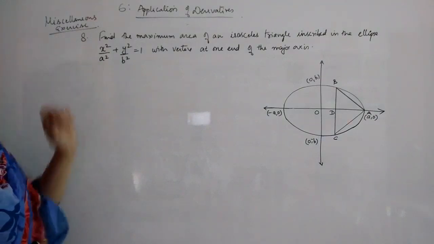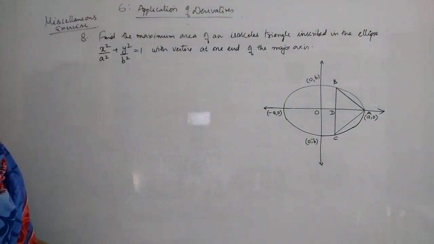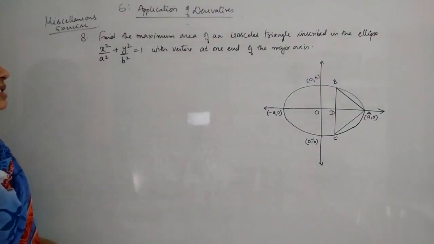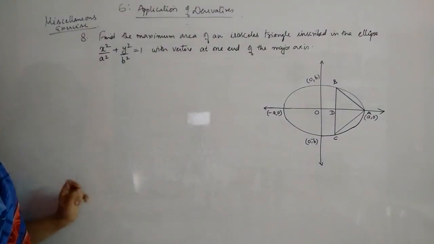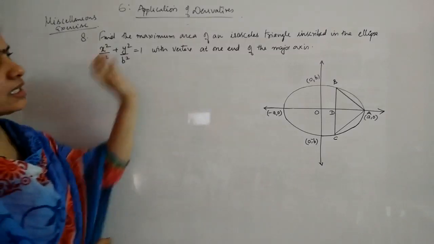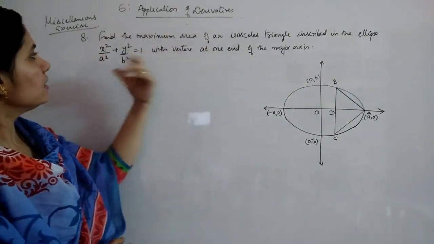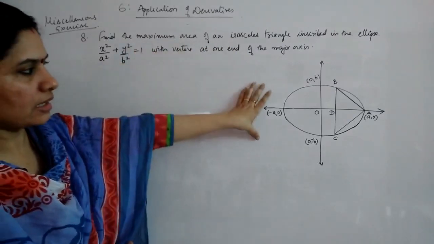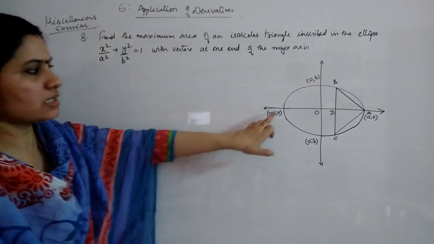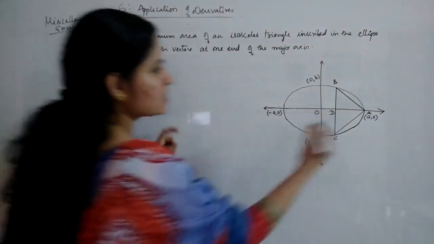Question number 8: find the maximum area of an isosceles triangle inscribed in an ellipse x square by a square plus y square by b square equal to 1, with vertex at one end of the major axis. So when we are taking an isosceles triangle inside an ellipse, I have drawn an ellipse x square by a square plus y square by b square equal to 1. That is, the major axis is on the x-axis.